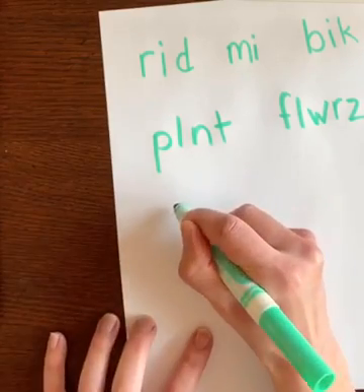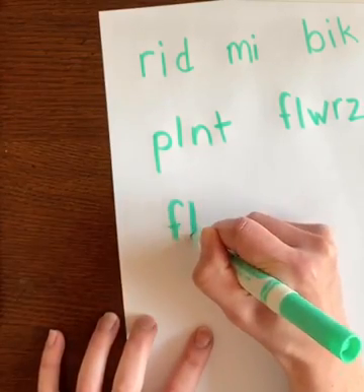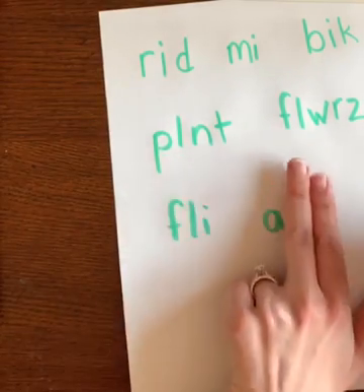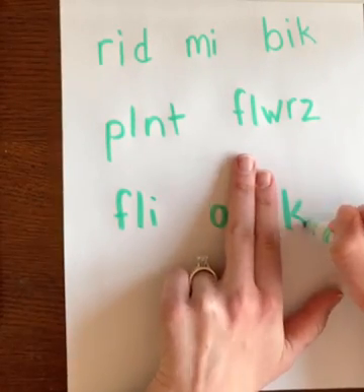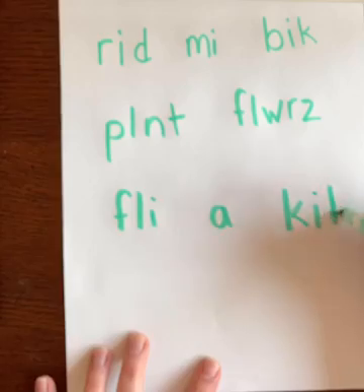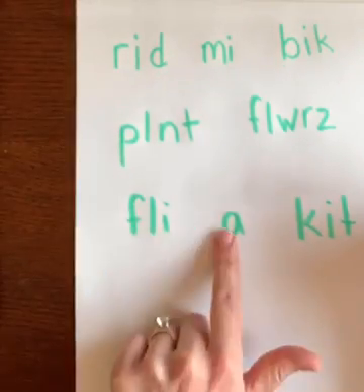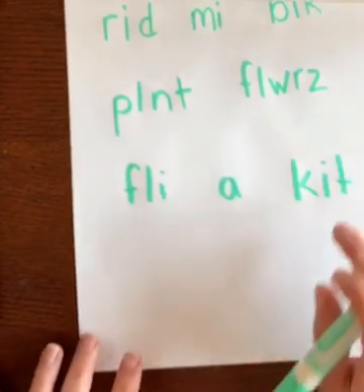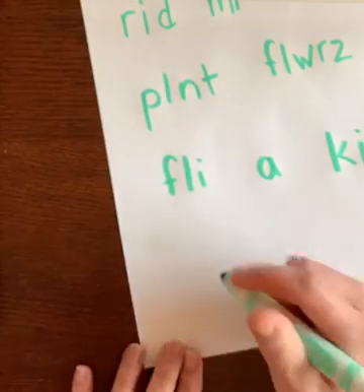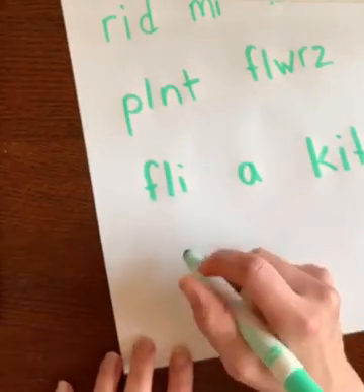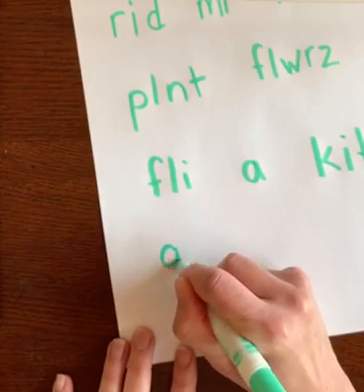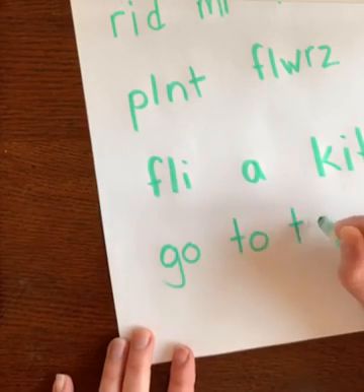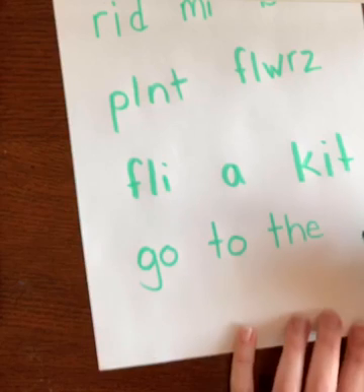Maybe you like to fly a kite in the springtime. Okay, let's practice fly. A kite. Fly a kite. Maybe you like to go to the park in the springtime because it's so beautiful outside. So if I would say go to the park, go is one of our sight words. Go to the park.